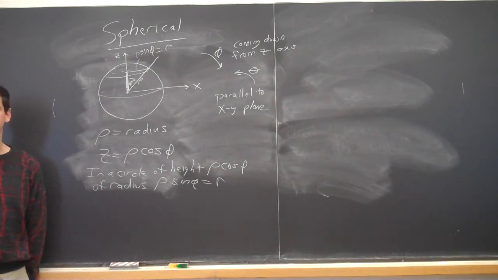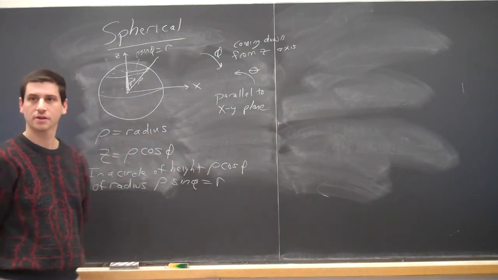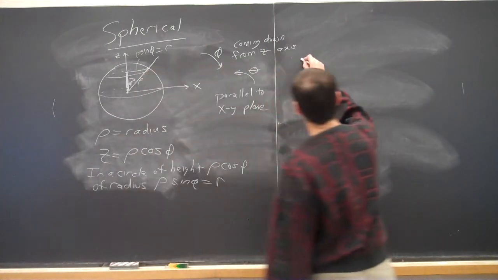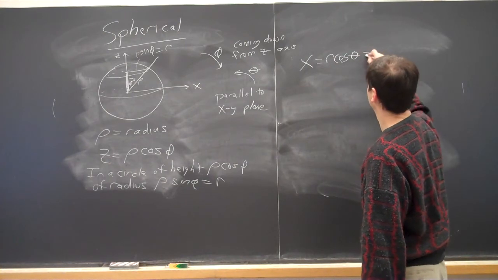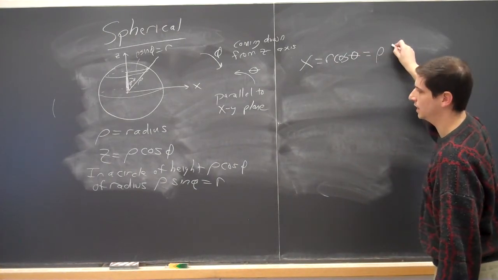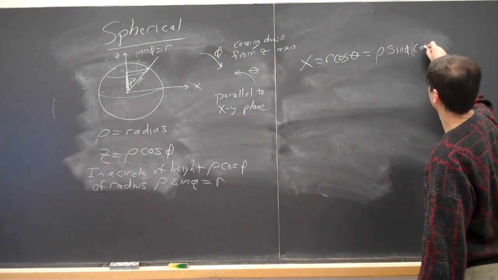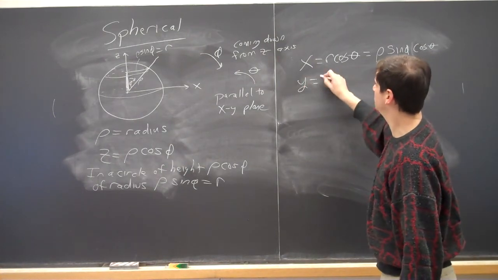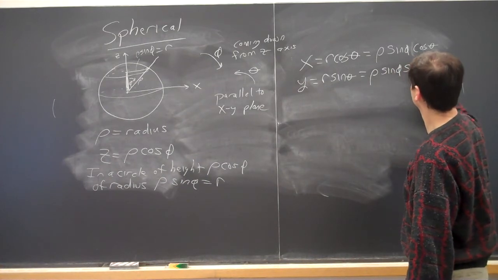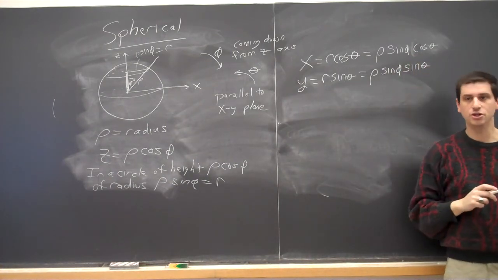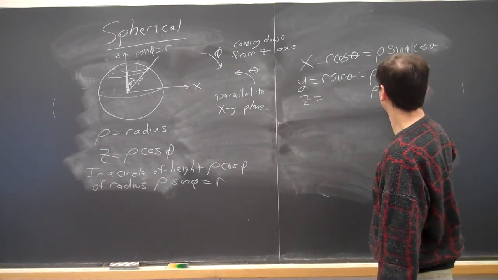Well, now we can do polar coordinates. In polar coordinates, I just need to know the angle and I need to know the radius. So I now get x is going to be r cosine theta. So that's going to be rho sine phi cosine theta. Y is going to be r sine theta, which is going to be rho sine phi sine theta. And just for good measure, let's just recall that z is rho cosine of phi.